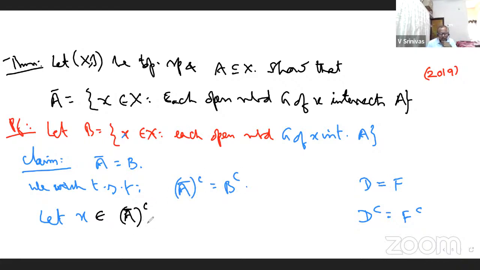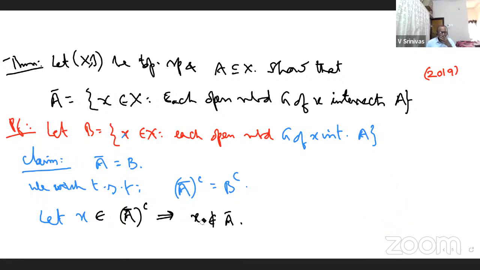Okay. So what does this mean? X is not in A closure. X is in the complement of A closure means X does not belong to A closure. Okay. Now, can I do this, right?